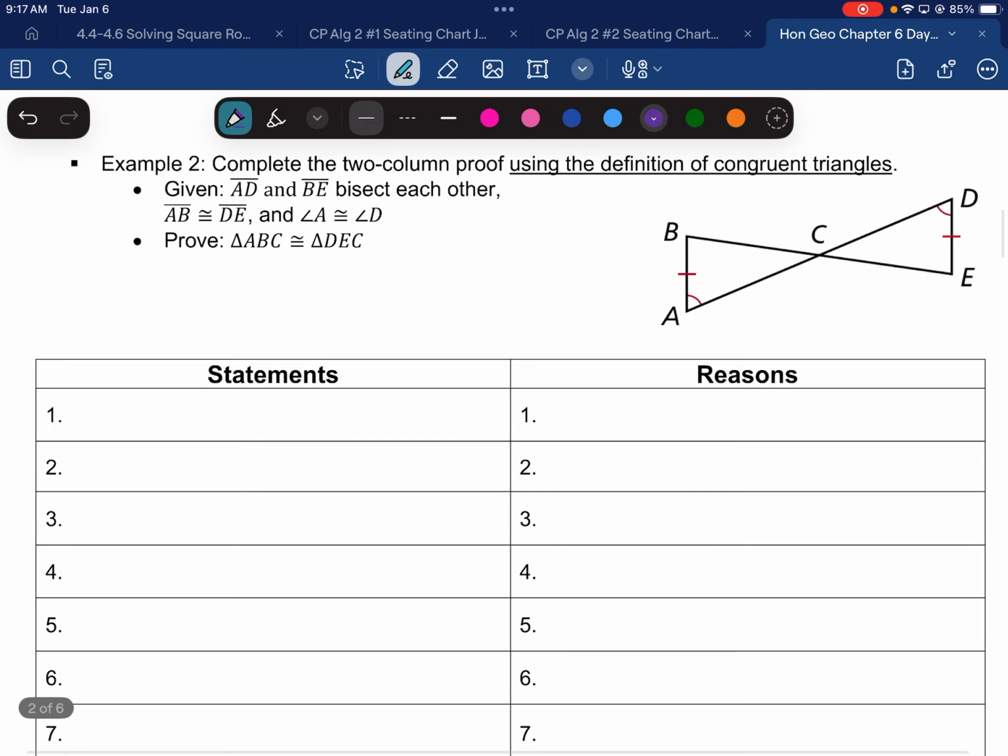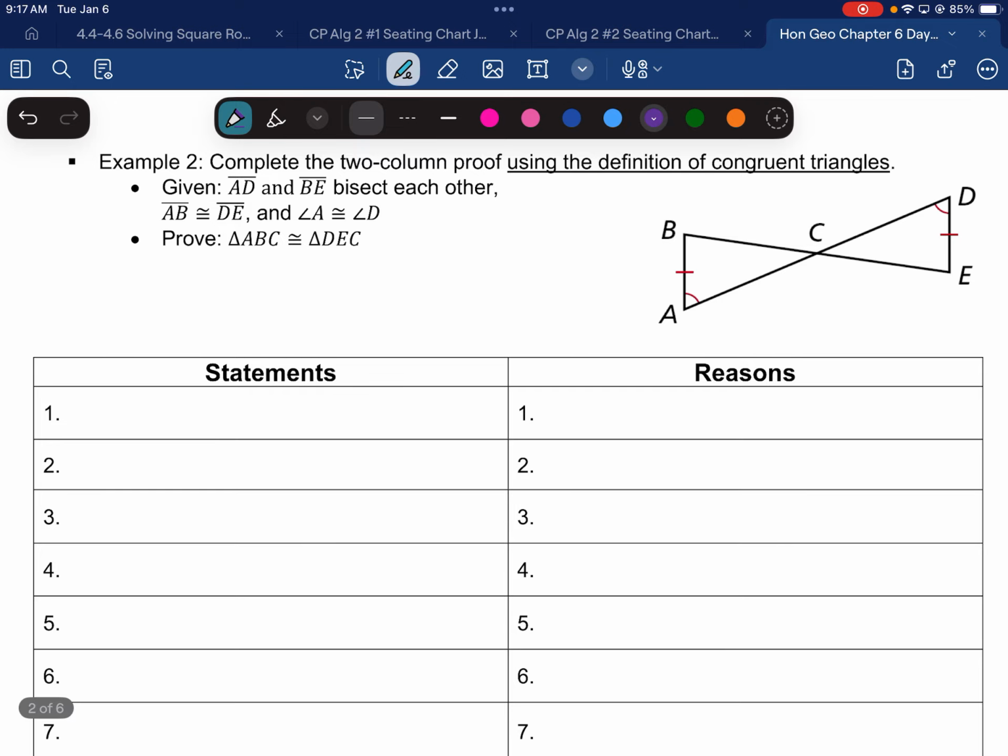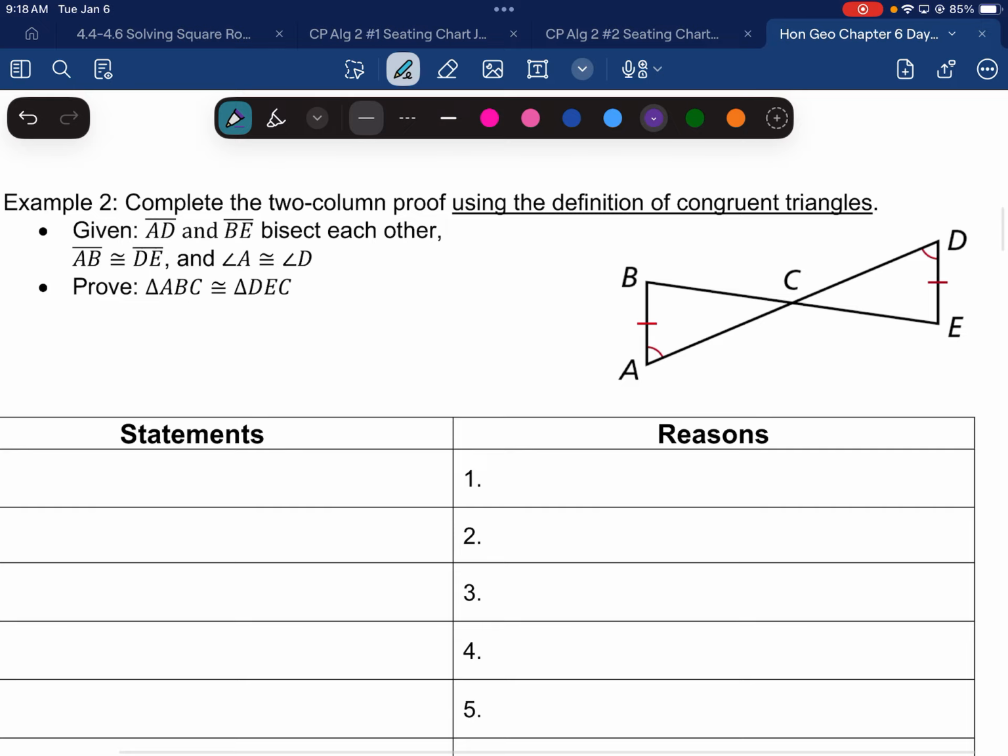Now, with the next one, there's not that much given information, but there are new things we can assume, okay? And from that given information, we know a lot, okay? So can we talk about our first piece of given information? I tell you that segment AD, right here, and segment BE bisect each other. I just want you to listen as I talk through this with you. If these 2 segments bisect each other, what does that mean?